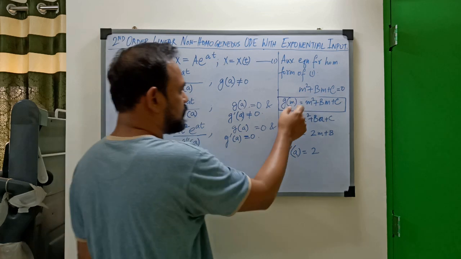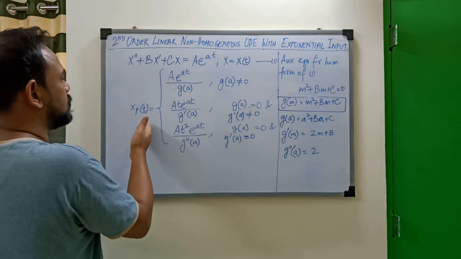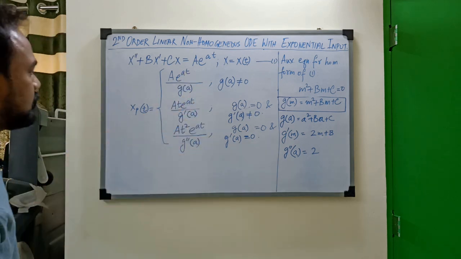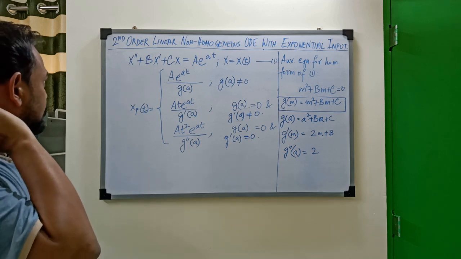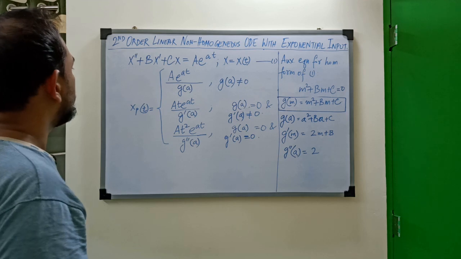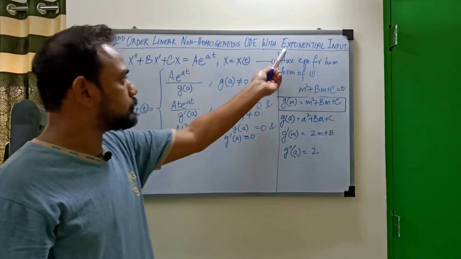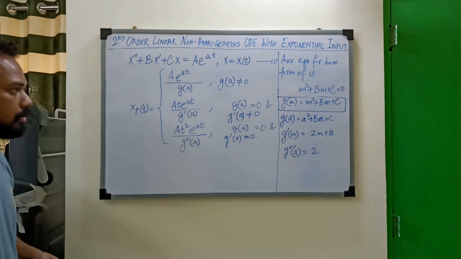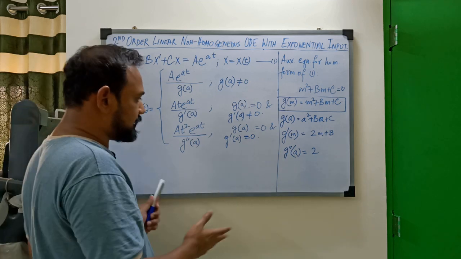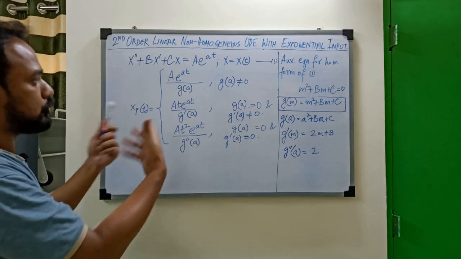And then once you have that, what is the GM? It's just the left hand side, and then the particular solution will just follow this framework here. Okay, so that's really the summary. You can call it the summary of the particular solutions for second order linear non-homogeneous ordinary differential equations with exponential input.